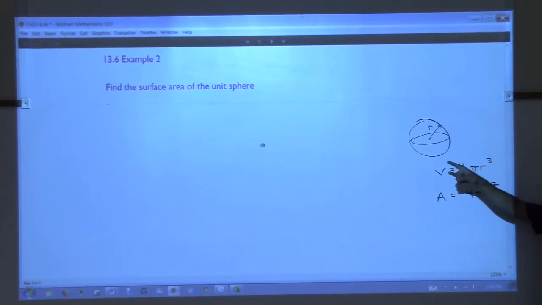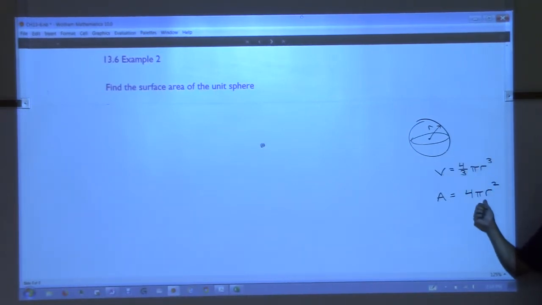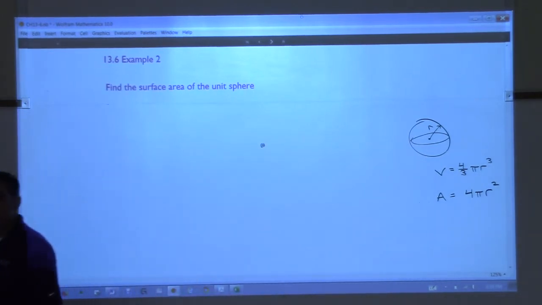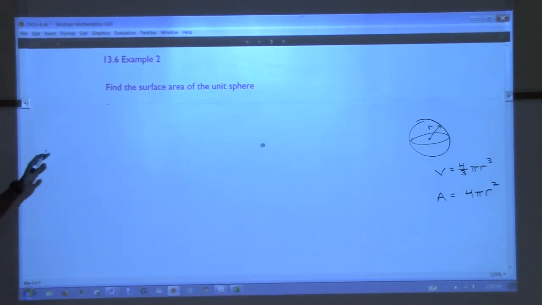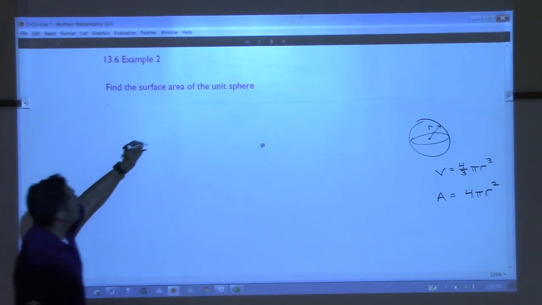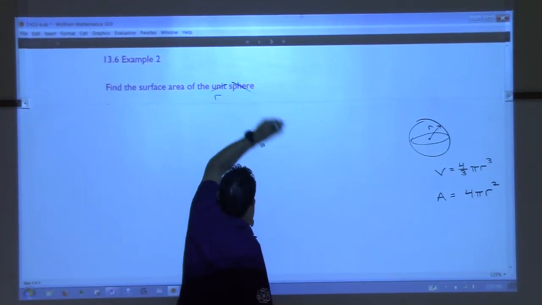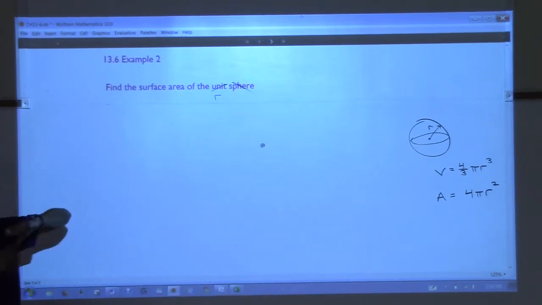So let's do this one. Do y'all want to do it for the unit sphere, or do y'all want to actually see if we can come up with this formula? I don't care. We can do either one. Yeah, let's come up with this. I want to give you the choice. Okay, so let's see if we can prove that the surface area of a sphere of radius r has an area of 4 pi r squared. Let's prove it, all right?